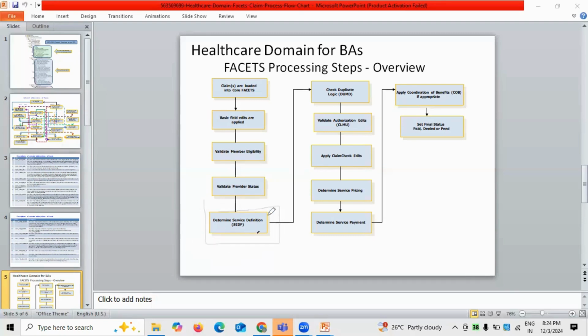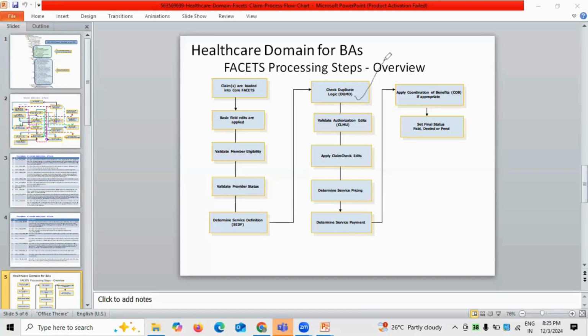So once the service definition has been determined, next we need to check for duplication, because sometimes it happens unknowingly. What do I mean by unknowingly? Sometimes claims are submitted twice, once and then again. So whenever they have submitted twice, what will happen? You will receive two different claim forms for the same person, for the same case. So before you process the claims, in Facets, Facets will filter and identify if there are any duplications. Those duplications will be taken out from the system.